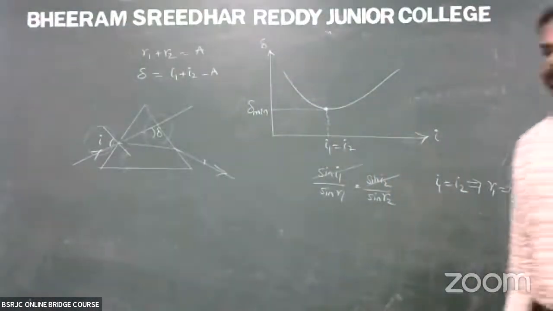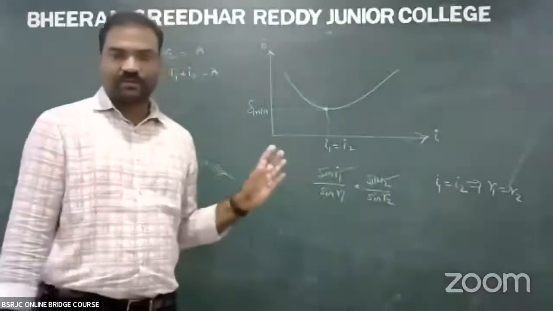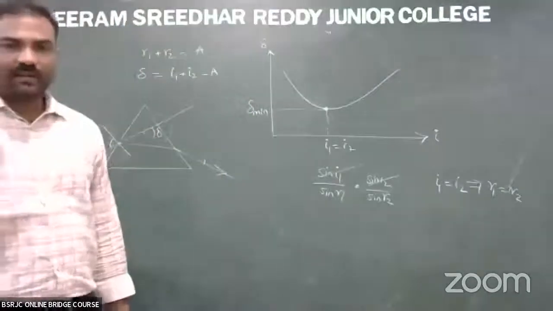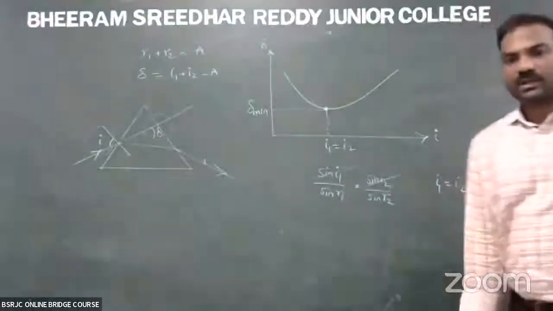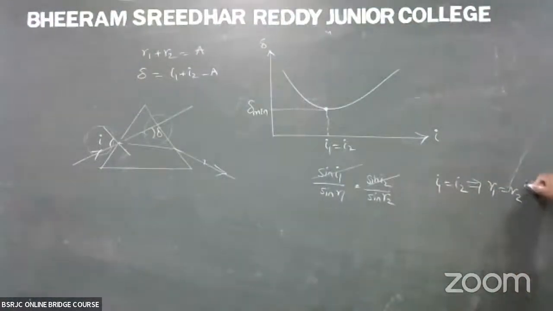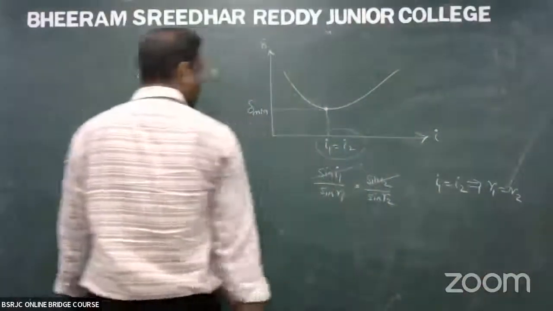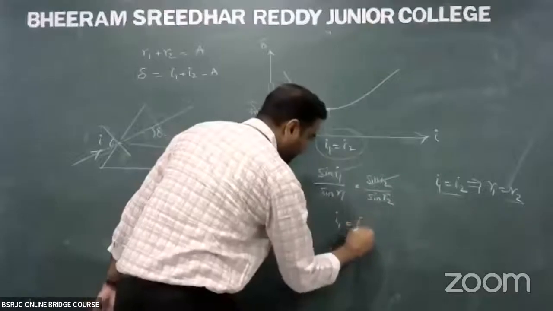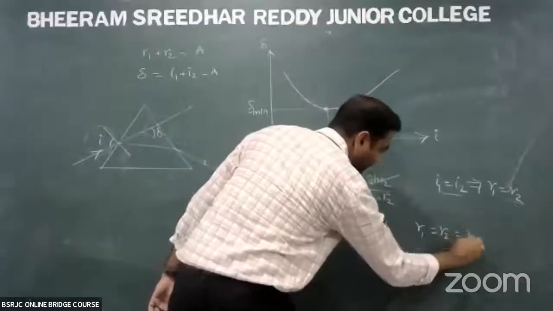All of you understood? Sine I1, sine I2 cancel out. Then you will get sine R1 is equal to sine R2. Sine R1 is equal to sine R2 means R1 is equal to R2. Clear? So I1 is equal to I2, R1 is equal to R2. Now what we are doing is I1 is equal to I2 and writing as I. R1 is equal to R2 and writing as simply R.